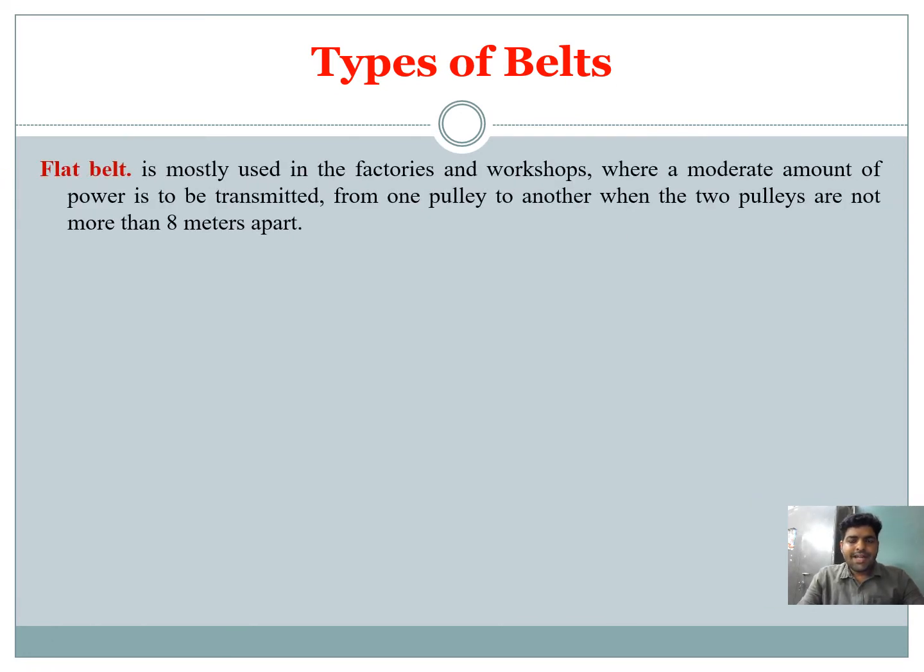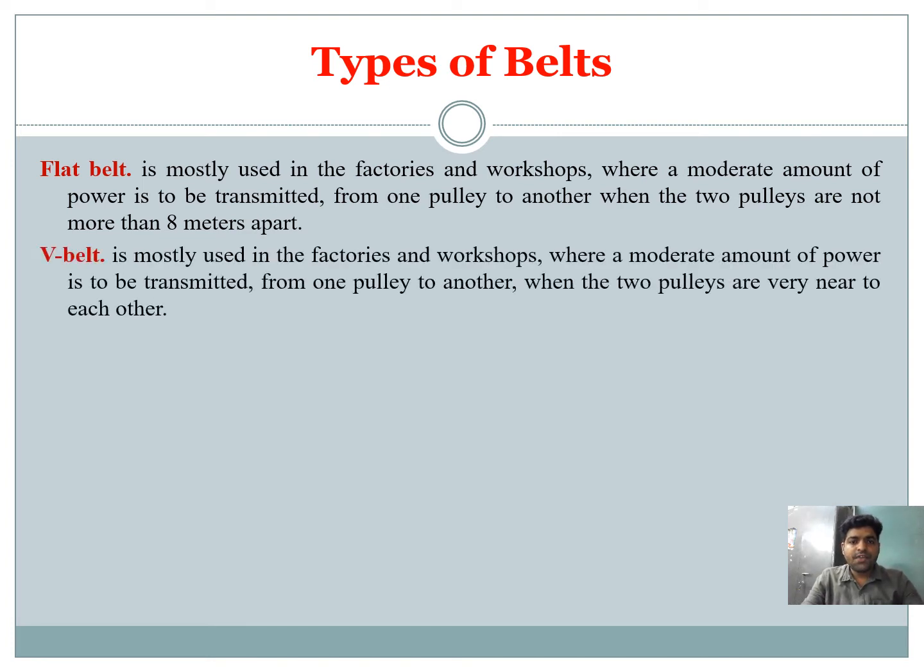Next one is types of belt. There are three types. First is flat belt, second is V belt, and third is circular belt or rope. First one is flat belt. Basically these belts are used in factories and workshops, where a moderate amount of power is to be transmitted from one pulley to another pulley, and the length of these belts is not more than 8 meters.